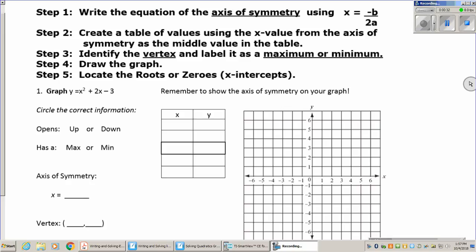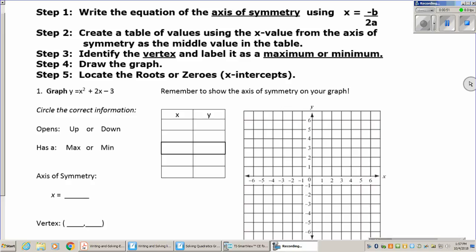So if you think back to when we graphed linear functions, we always wanted our equations written in slope-intercept form, y equals mx plus b. Well, when we solve quadratic equations by graphing, we always write the equation in the form of y equals ax squared plus bx plus c.